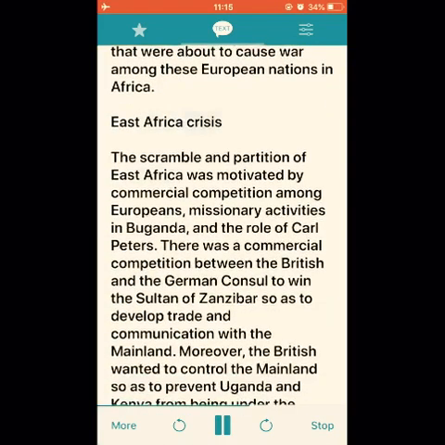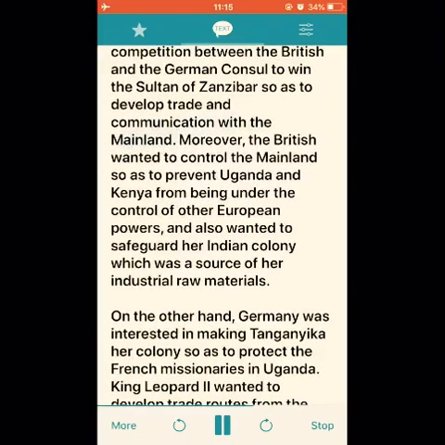East Africa crisis. The scramble and partition of East Africa was motivated by commercial competition among Europeans, missionary activities in Uganda, and the role of Karl Peters. There was a commercial competition between the British and the German consul to win the Sultan of Zanzibar so as to develop trade and communication with the mainland.